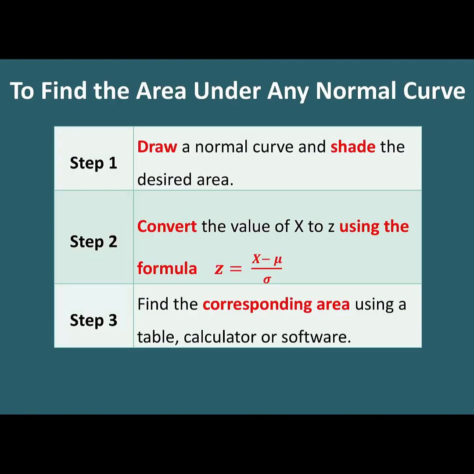In order to find the area under any normal curve, let's follow these steps. First, we will draw a normal curve and shade the desired area. Step 2, we will convert the value of x to z using the formula z equals the value minus the mean divided by the standard deviation. And step 3, find the corresponding area using the table or your calculator.